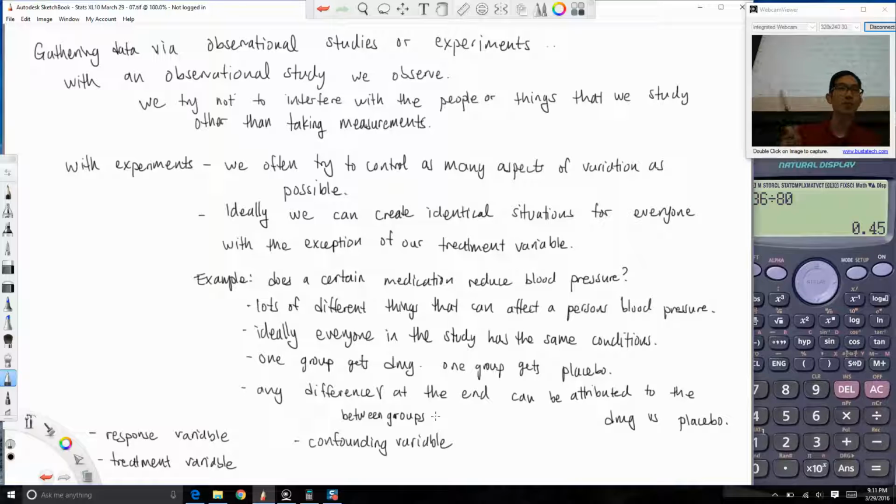Confounding variable would be if you made the bad mistake of having the group that gets the drug be all men and the group that gets the placebo be all women. Then the drug and the gender would be confounded, because you can't tell whether the difference we're seeing is because of the gender or because of the drug.